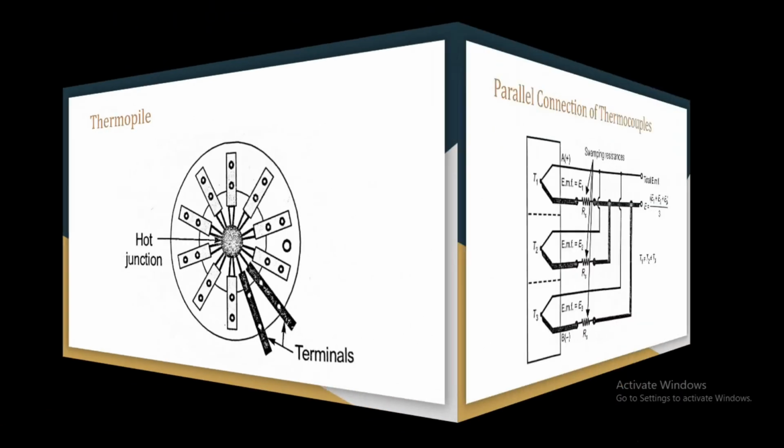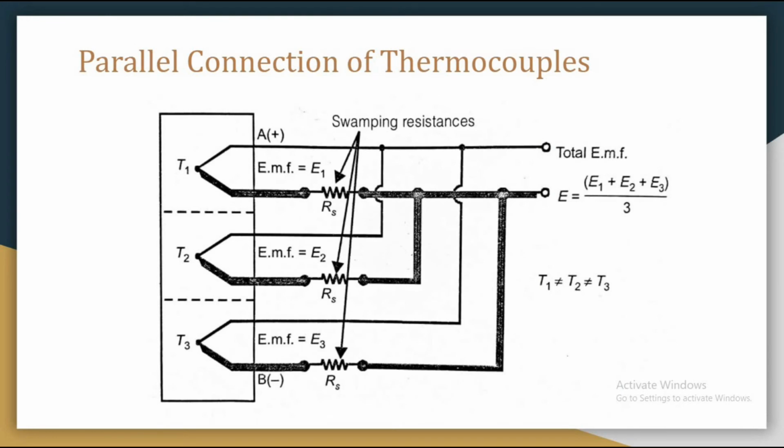Okay, now let us look into the parallel connection of thermocouples. If we connect thermocouples in parallel, then the total EMF generated will be the sum of the individual EMFs divided by the number of EMFs. For example, here there are 3, so E1 plus E2 plus E3 divided by 3, right?